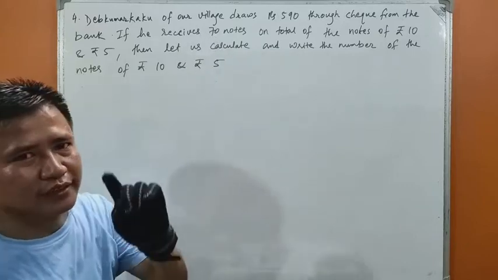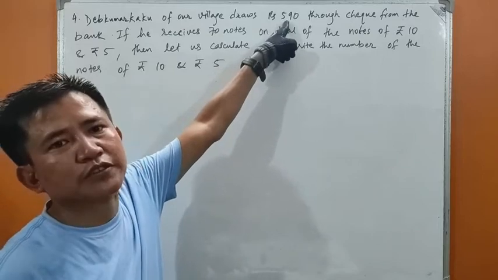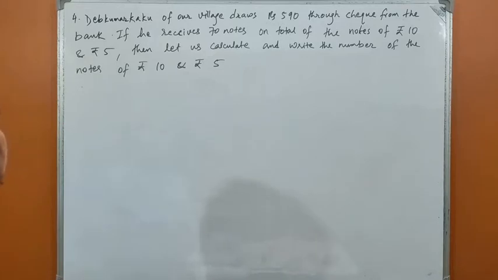70. This is condition 1. And the second condition is the total money he received is rupees 590, isn't it? So let us form the simultaneous equations and solve this.